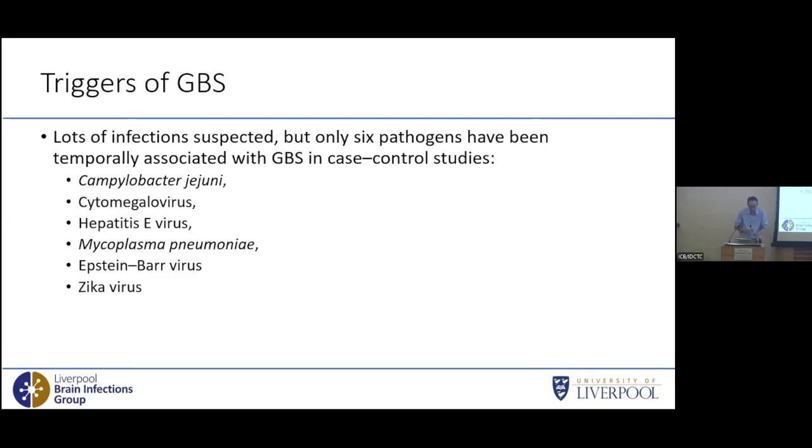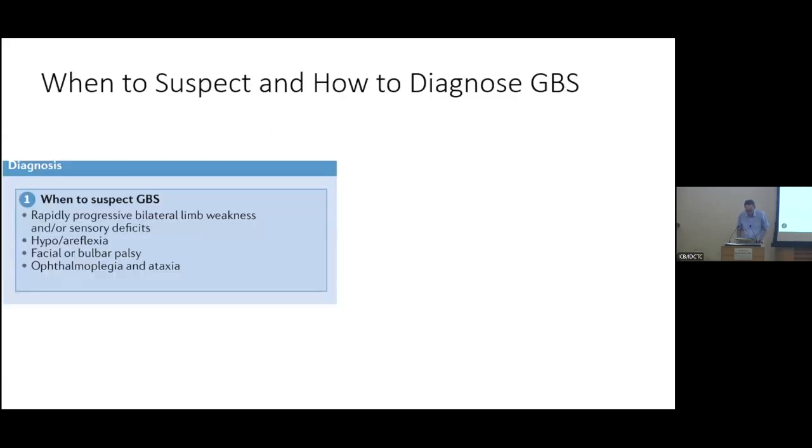And there are 6 pathogens known as triggers of Guillain-Barré syndrome, proven in studies, including Zika, as you've shown there. You also get it sporadically in other infections, but it's too sporadic to prove it's really the cause. But in these ones, it's been proven in case-controlled studies.